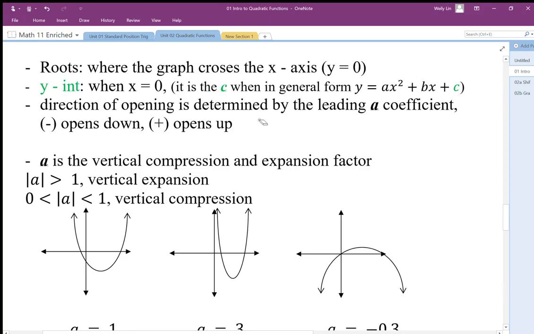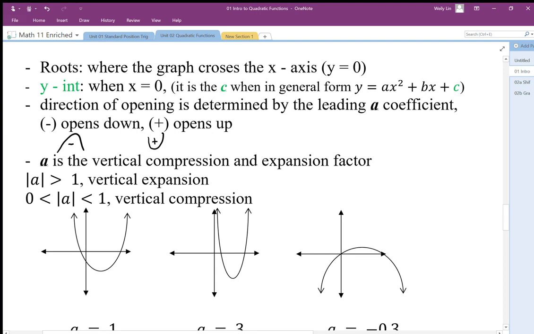The direction of opening is determined by that leading coefficient. If it's positive or negative, it indicates if it opens up or opens down. So negative is going like that. Okay. For positive, it goes in this direction. Okay, so that's negative. Those are positive.